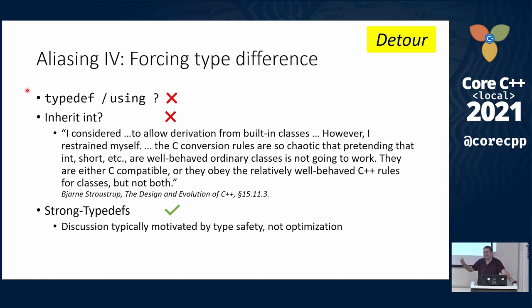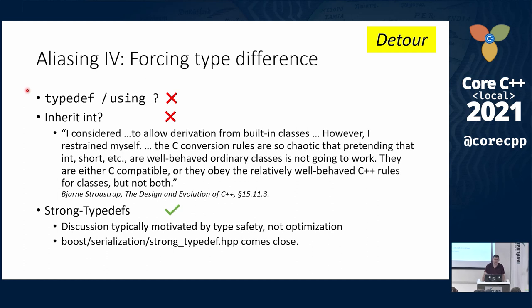I want an int in disguise that is completely interchangeable with int for all overload resolution purposes and for all behaviors except alias analysis. When the alias analyzer comes into play, I want it to be able to see that these two types are distinct and therefore cannot alias, and optimizations are legal. So there is no strong typedef in C++ out of the box. There are many variants online. The one that I started from came from a very old boost library called boost serialization. This is very old. This is pre-C++11.